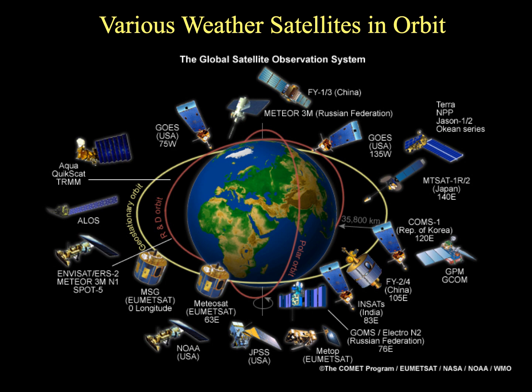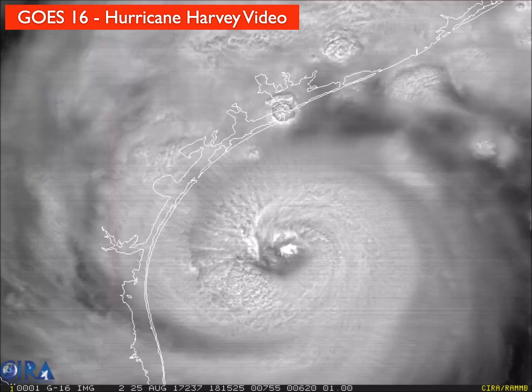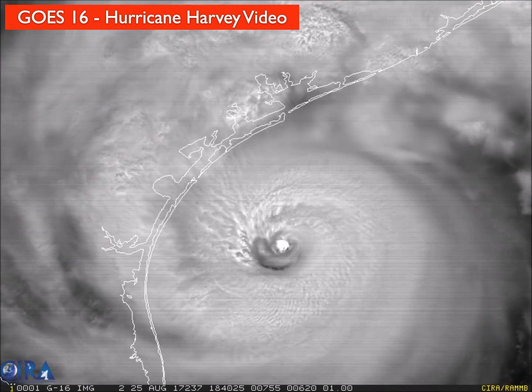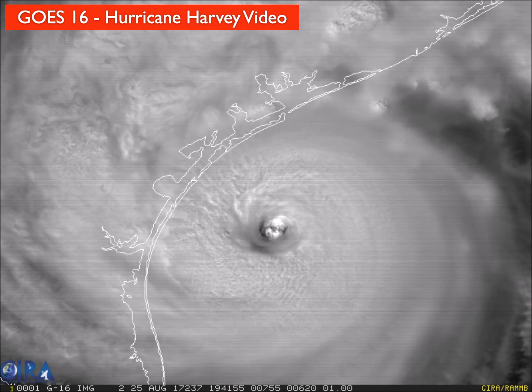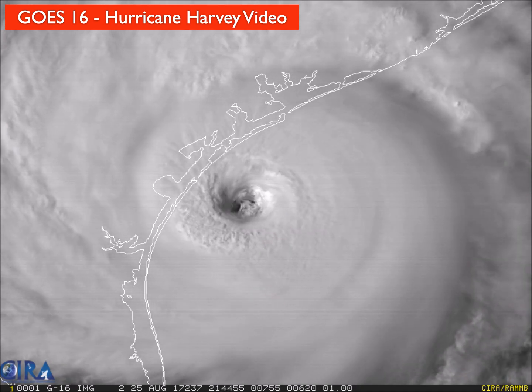This image shows some of the satellites that are currently observing our atmosphere. As you can see, there's quite a few. And now the images that can be sensed with modern day satellites are quite stunning. So here we see an image of Hurricane Harvey from August 25th, 2017, and this image was produced by the GOES-16 satellite and the sensors that are aboard it. We can take these images and turn them into a video. So here we can see Hurricane Harvey swirling its central eye as it moves towards the coast of Texas.